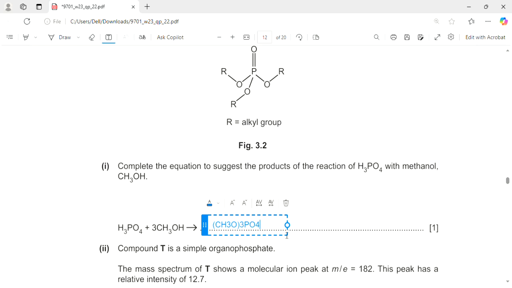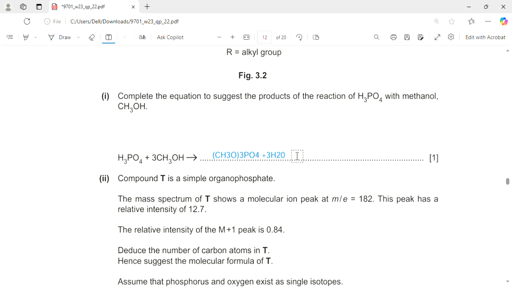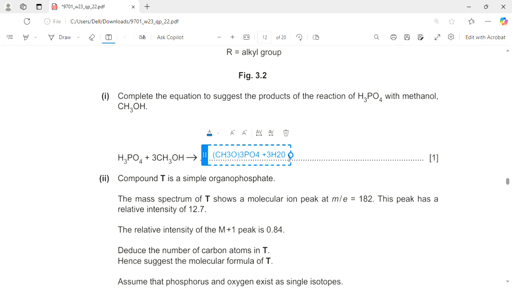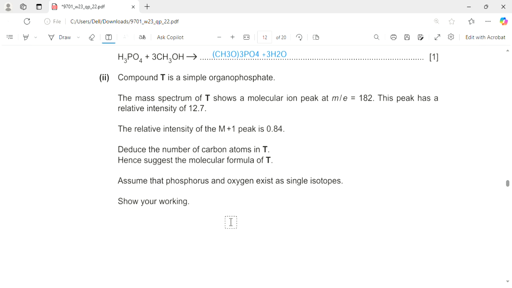Plus H2O. But I think for the equation to be balanced we must put the 3 here. So the equation is balanced. So this is the product.